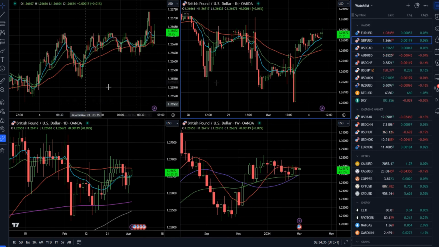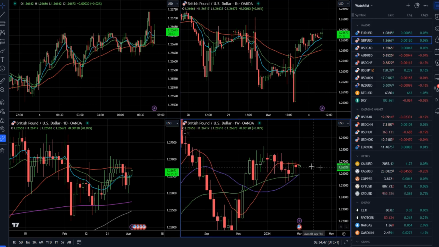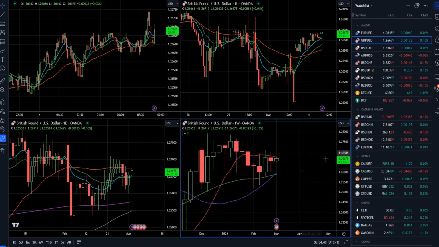We have here a multi-time frame view. In the top left corner we can see the 5-minute, top right hourly, bottom left daily, and bottom right weekly time frame. We can see in the weekly time frame that last week was an inside week relative to 2 weeks ago, and this is a sign of consolidation, basically contraction and indecision.